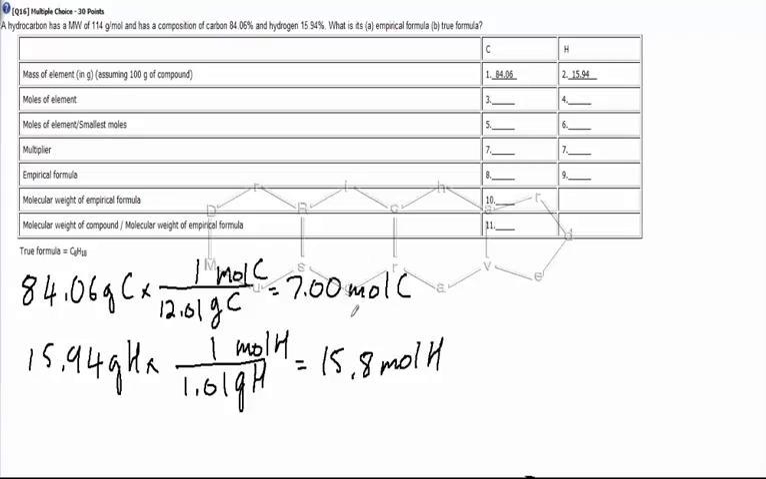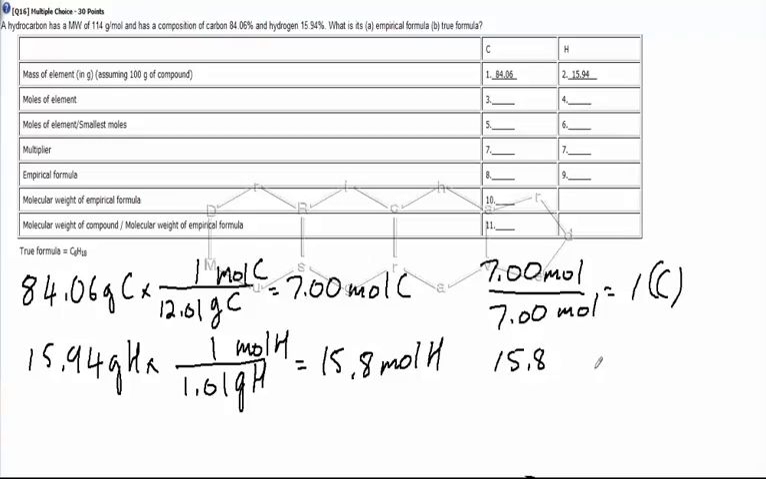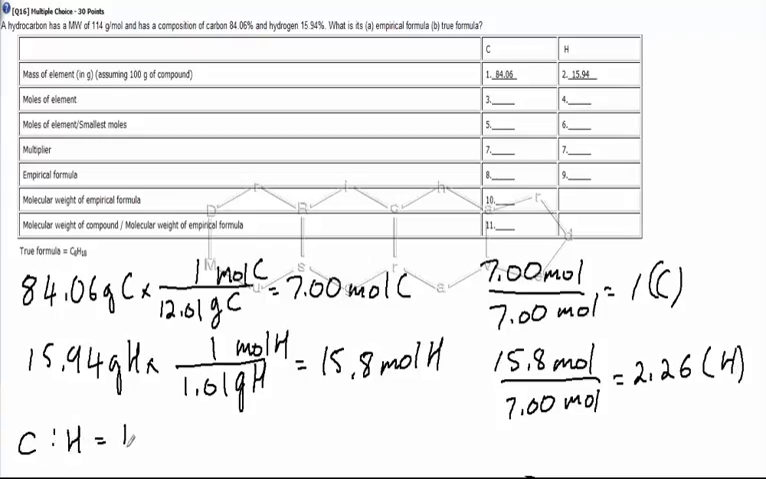Next thing we want to do is take each of these, divide through by the smallest one. So for carbon we'll have 7.00 moles divided by 7.00 moles. That's going to be 1, so that's for the carbon. For the hydrogen we've got 15.8 moles divided by 7.00 moles. And that's going to come out to be 2.26 for the hydrogen. Alright, so at this point here's what we've got. We've got carbon is to hydrogen, these are the mole ratios. We've got 1 is to 2.26.